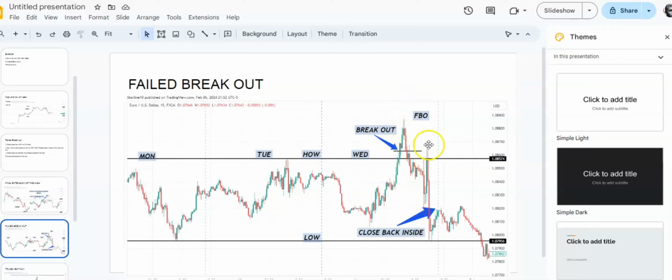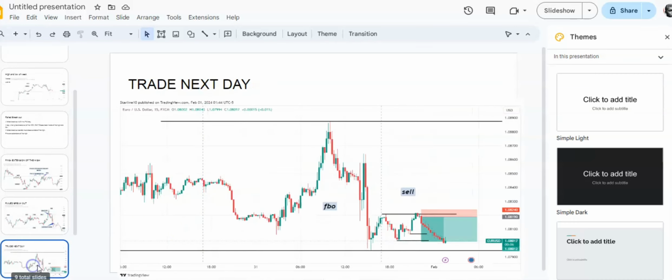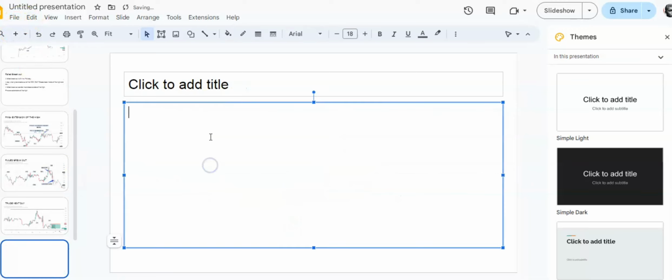And this is the signal day. Notice, we've not traded on Monday, on Tuesday, or Wednesday. We were just sitting and observing the market, because the point is to trade when it's convenient, when the odds are stacked in your favor. So this is the failed breakout we had previously, and then now we have the sell setup the next day. So what exactly does a failed breakout mean?